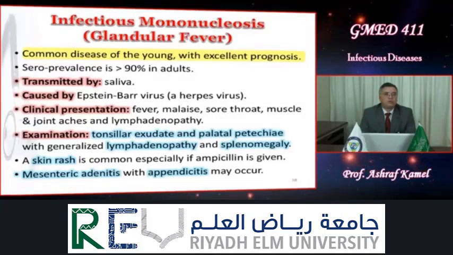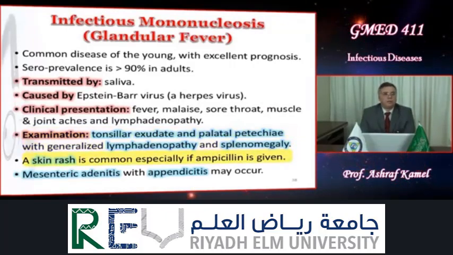Infectious mononucleosis or glandular fever is a common disease of the young with excellent prognosis. It's very common with a seroprevalence of more than 90% of adults. It's transmitted via the saliva. It's caused by Epstein-Barr virus, which is a herpes virus. Clinical presentation: there's a fever, malaise, sore throat, muscle and joint aches, and lymphadenopathy. Examination shows tonsillar inflammation, exudate with palatal petechiae, generalized lymphadenopathy, and splenomegaly.